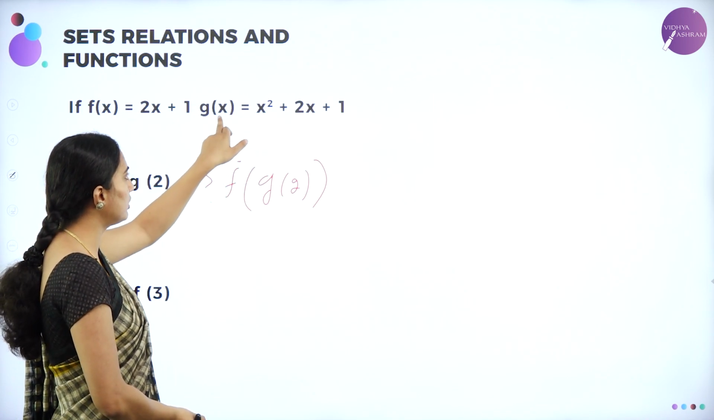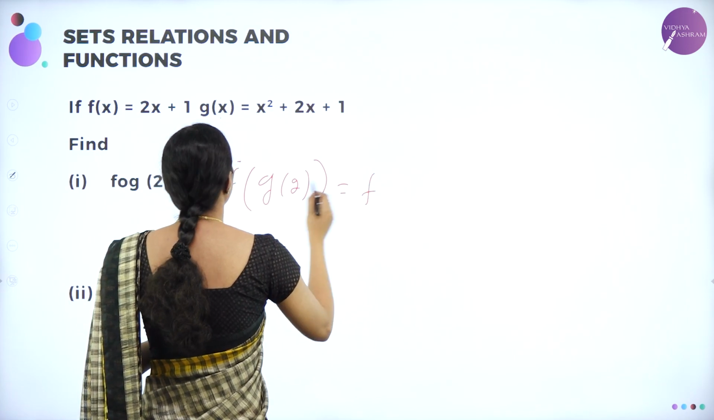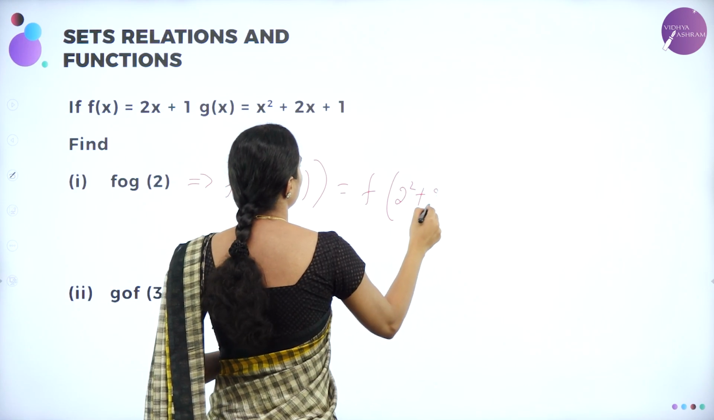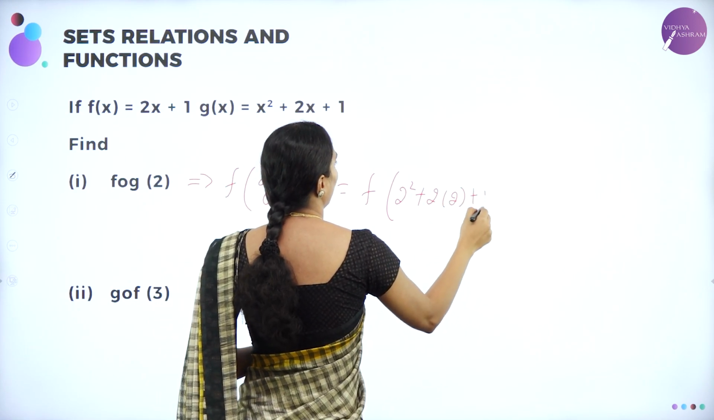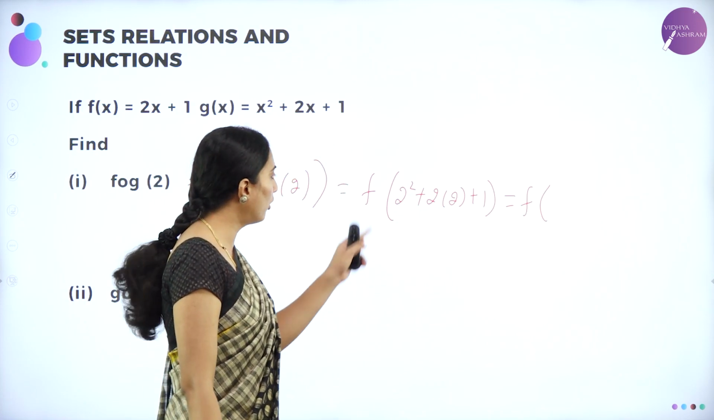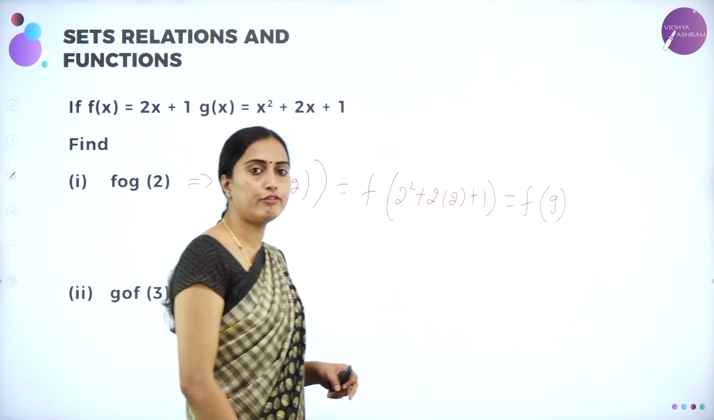Putting x equal to 2 in g of x, you are going to get the answer as f of g of 2. You are going to have it as 2 squared plus 2 into 2 plus 1, which will be giving you f of, as it is, 2 squared is 4, 4 plus 1 is nothing but 9.